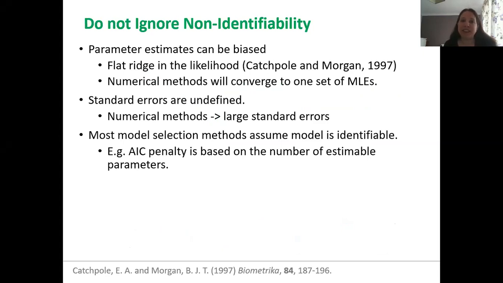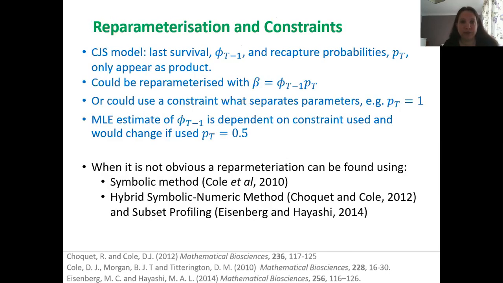That's because parameter estimates can be biased, because there's a flat ridge in the likelihood surface, so there are multiple maximum likelihood estimates, but numerical methods will only converge to one of these. Also, standard errors are undefined, that's not always picked up with numerical methods, and model selection methods make the assumption the model is identifiable. For example, the penalty for the AIC will be wrong in a non-identifiable model.